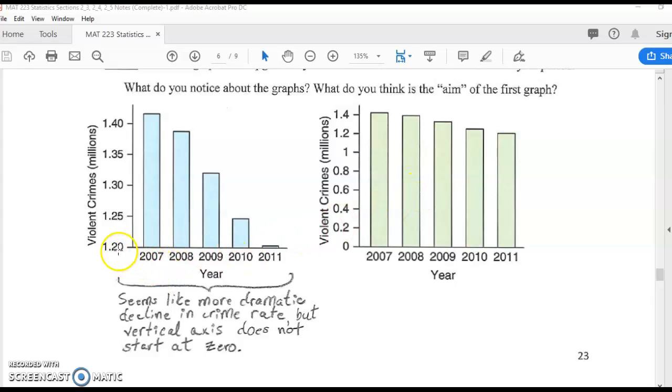In the graph on the left, they don't start the vertical axis at 0 like they really should. You can see a decline in both of the graphs in violent crimes. However, it looks much more dramatic in this one. So probably the aim of this graph was for the author to say, hey, we got a really dramatic decline, and maybe that's not the case. So it seems more dramatic than it really is. You have to be very careful about that.